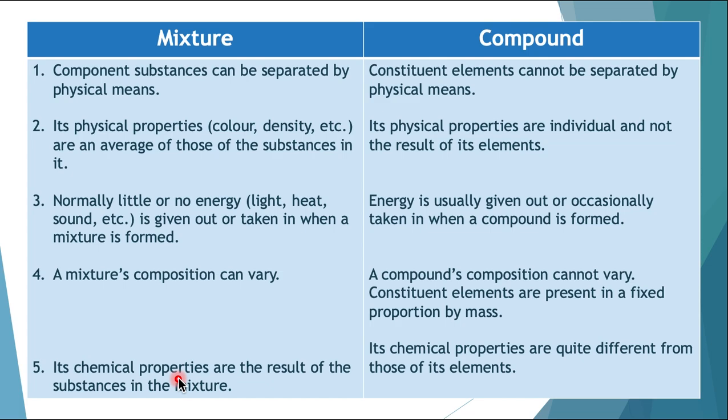But in a compound, the physical properties as well as the chemical properties are different from those of its elements. For example, we have iron and sulfur. Sulfur is purple in color and iron is blue in color. When we heat them together, the compound's color may be green or yellow, totally different from what its elements had. In the same way, it would have a completely different boiling point. It would have a completely different melting point, not related to the melting and boiling points of iron and sulfur. So, these were the differences between mixtures and compounds.